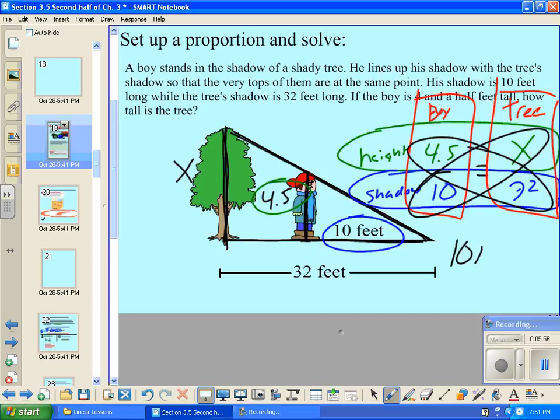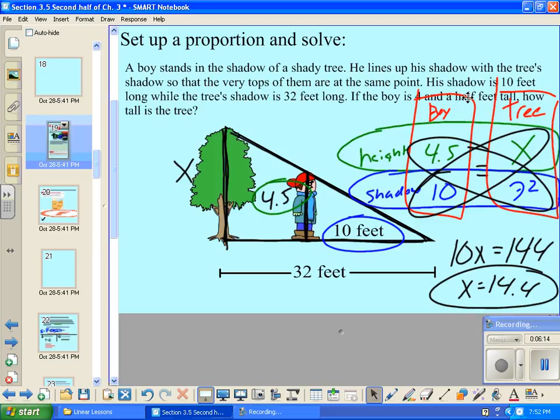10 times x gives me 10x. And 32 times 4.5 I think gives me 144. I'll double check that in a second, but I think that gives me 144. And then if I'm solving this equation, I just divide both sides by 10, and x is going to equal 14.4. In this case, what did I find? 14.4 feet. I think that makes sense.